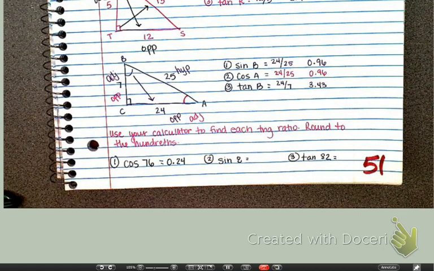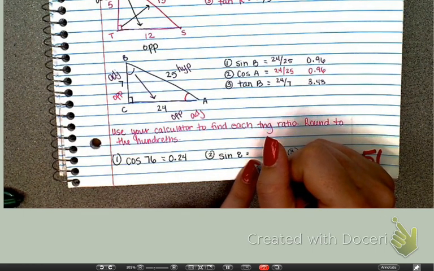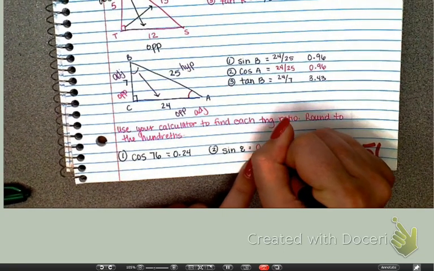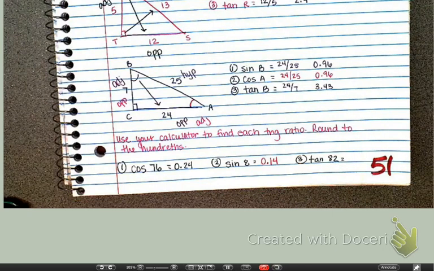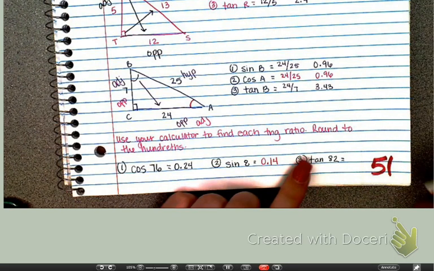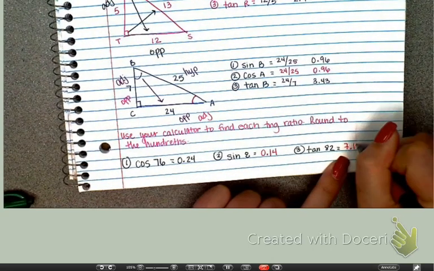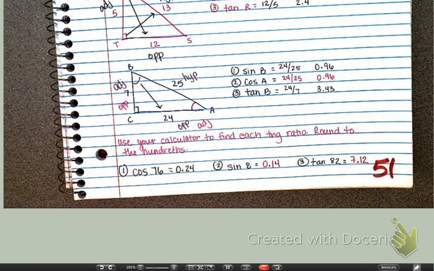Okay. Can someone tell me what the sine of 8 was? Connor. 0.1. Okay. So 0.14. Did everyone get 0.14? Okay. Someone tell me what the tangent of 82 was. Tangent of 82. 7.12. Okay, questions? All right.